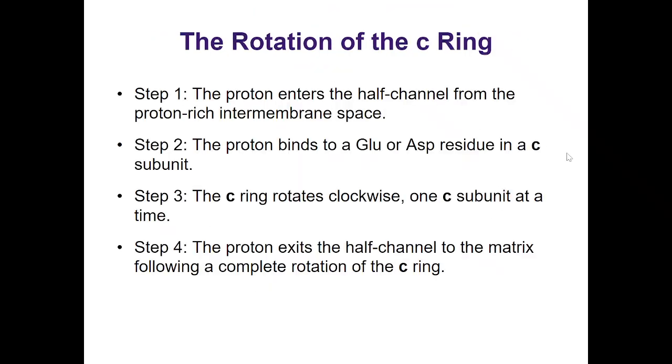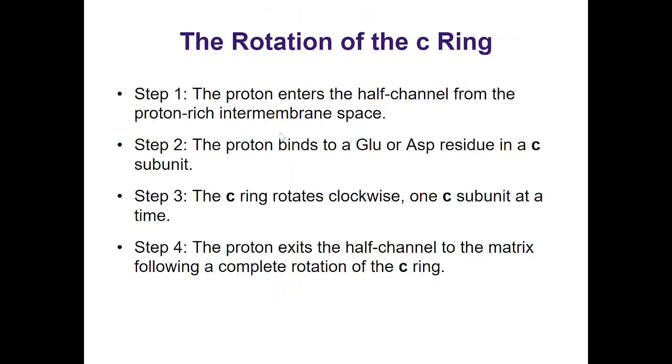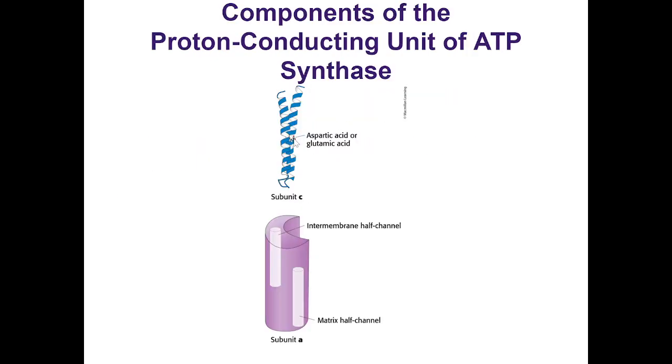So the rotation of your C ring. Step 1, the proton is going to enter your half channel from, again, the proton-rich intermembrane space right here. This is the intermembrane half channel in your subunit A. The proton is then going to bind to a Glu or Asp residue in the C subunit, which is right here. Are you okay with that so far?